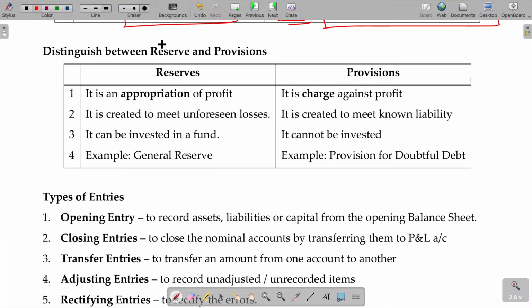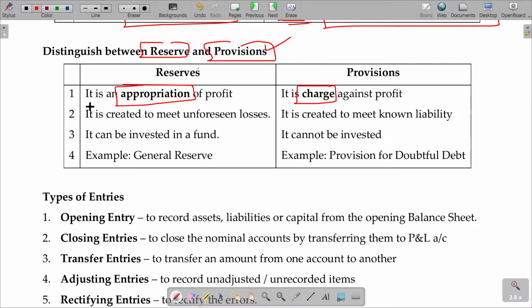Similarly, we have two differences, reserves and provisions. You already understood the difference between liabilities and provisions. Now you are going to understand the difference between reserves and provisions. Is that okay? In case of provision, it's a charge. And in case of reserve, it's an appropriation. Charge and appropriation, the difference between these two is what? Charge means you have to mandatorily pay out of your profit. Reserve is nothing but whatever surplus amount you have, you can use it for some other purpose later on, so you're keeping it aside.